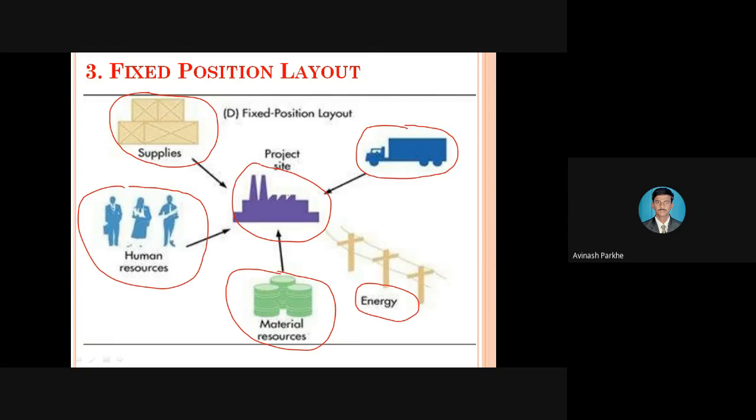It means your project site is totally stationary. Whatever resources are required, I will bring them near to that particular project site only. But in case of a process layout or a product layout, all the resources are not brought together. If I take the example of product layout, initially the lathe machine will perform, then the milling machine, then the drilling machine. Like that, the product will be moved in the forward direction, and at the end you will get the final product.